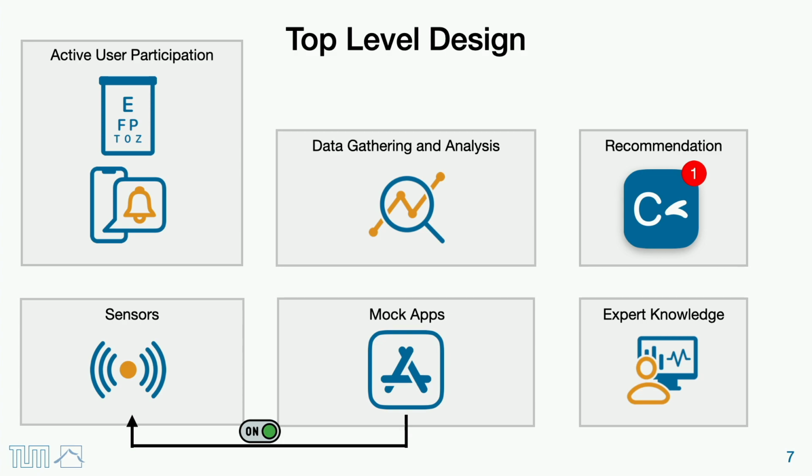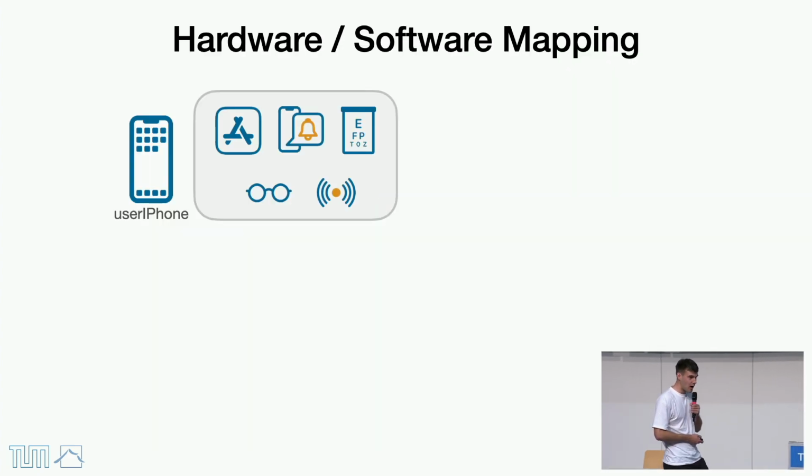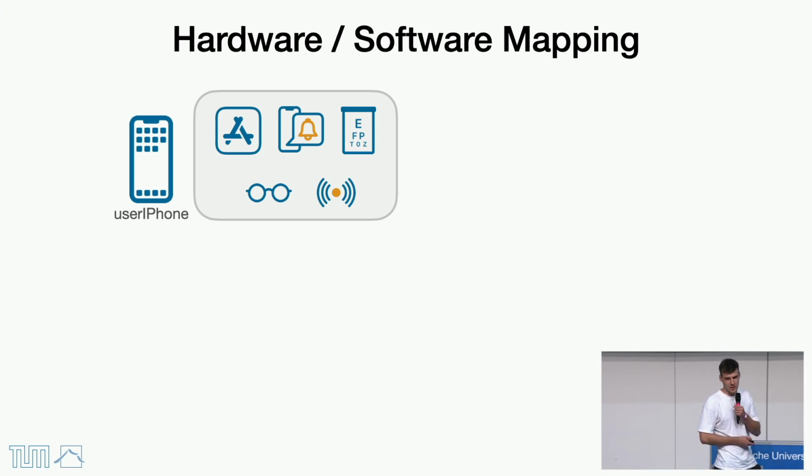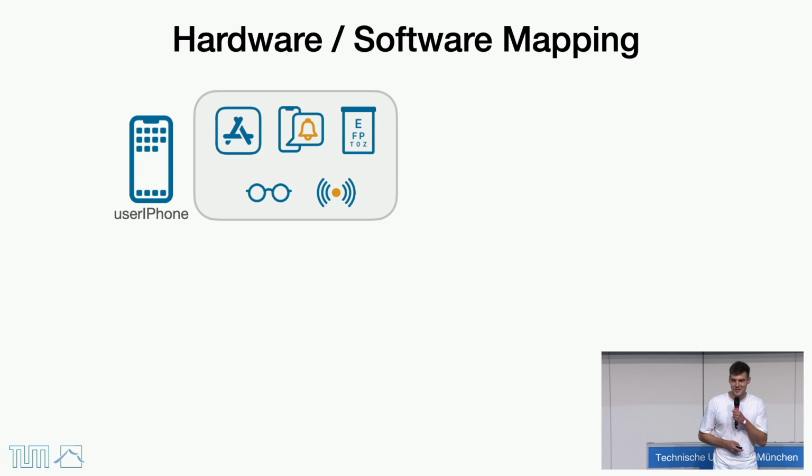To explain the slightly more technical details, I hand it back to Nico. And because we use a lot of hardware in our project, it is necessary to talk about what kind of hardware we use and what we use it for. First, we have the user iPhone that runs our C# app, which is responsible for the sensor tracking and also the active user participation. So the mock apps, the push notifications, and also the active tests. And of course, also displaying the result in the end.